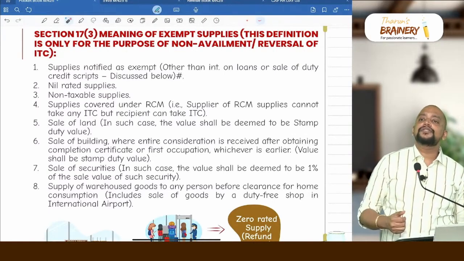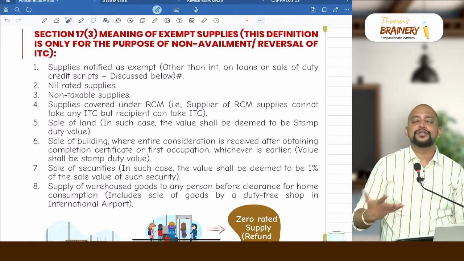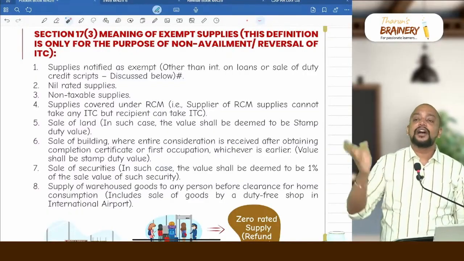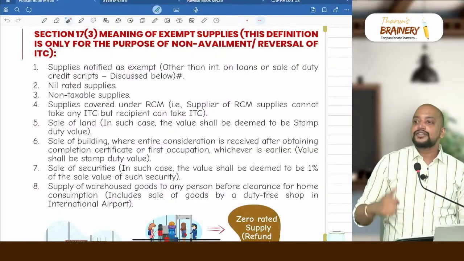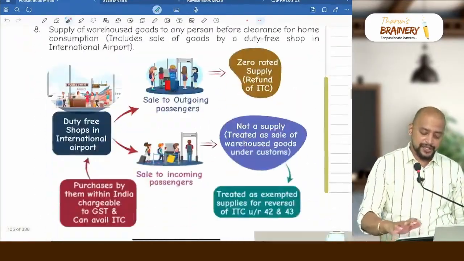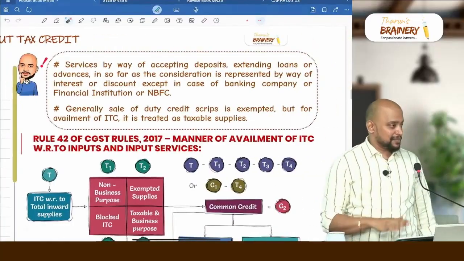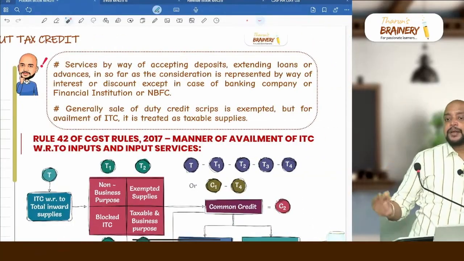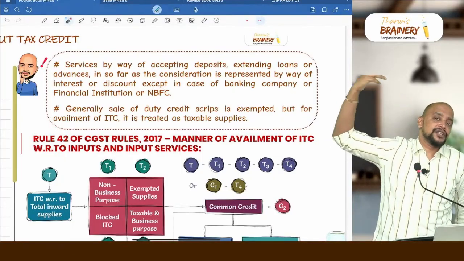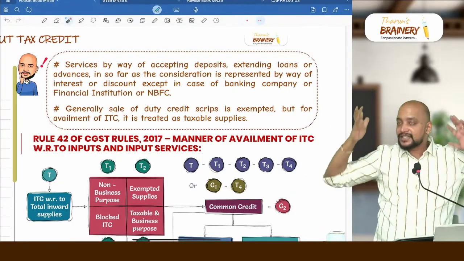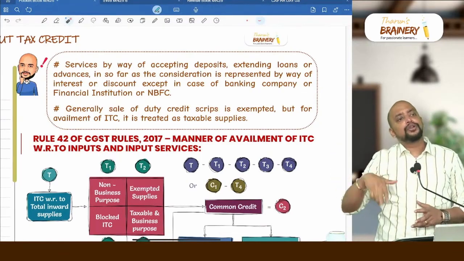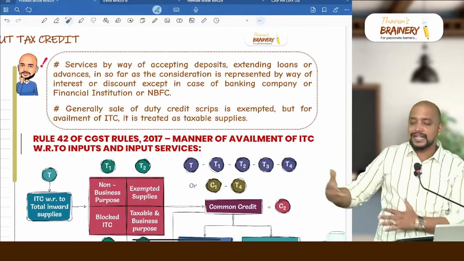But to whom they need to give this benefit, to whom it will be more? Interest on loans, advances, deposits, banks, financial institutions, NBFCs, correct? But for them this provision is not applicable, got it? Interest on loans, advances, deposits will be treated as exempted for payment of GST, but for ITC purpose it will be treated as taxable. But for banks, financial institutions, NBFCs, it is treated as exempted both for payment of GST as well as for ITC purpose.